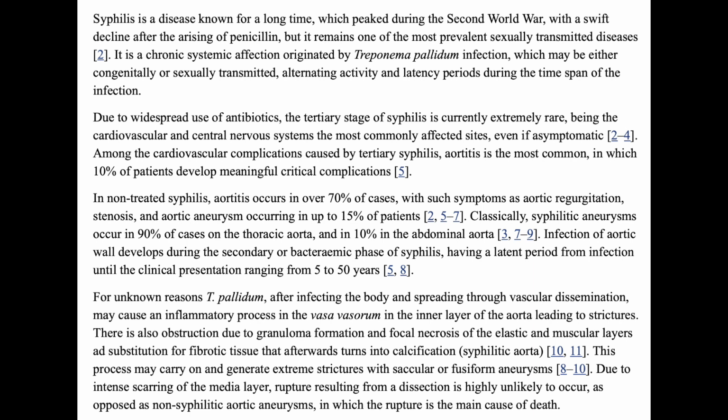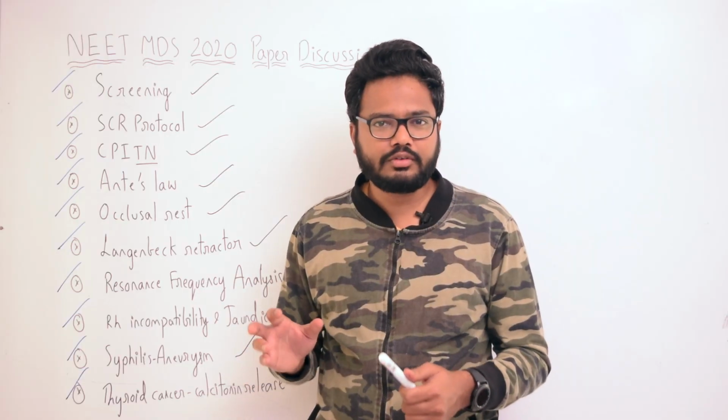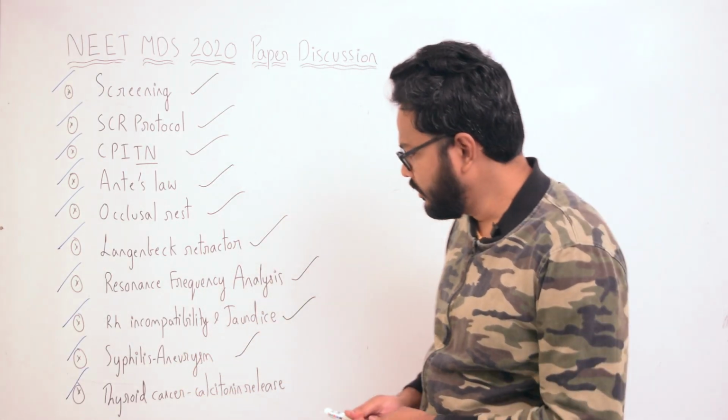Due to widespread use of antibiotics, the tertiary stage of syphilis is currently extremely rare, with the cardiovascular and central nervous systems being the most commonly affected sites, even if asymptomatic. Among the cardiovascular complications caused by tertiary syphilis, aortitis is the most common, in which 10% of the patients develop meaningful critical complications. In non-treated syphilis, aortitis occurs in over 70% of cases with symptoms such as aortic regurgitation, stenosis, and aortic aneurysms. So these are some points of interest concerned with this topic, right? I hope it's clear.